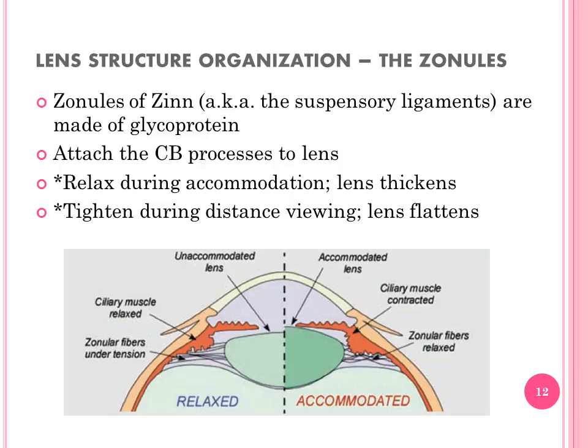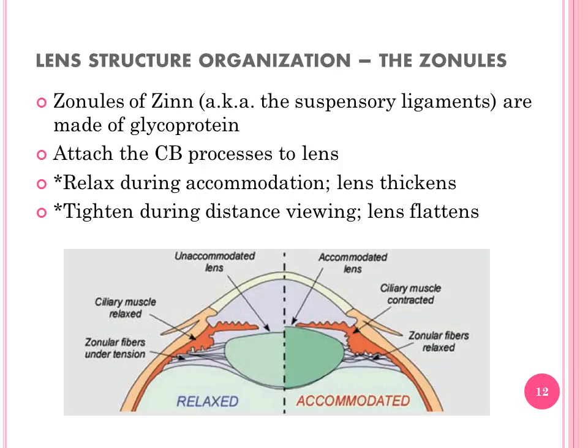So this is a great picture. You guys need to understand this picture because these are board questions. These are going to be questions on my exam. This is important to understand. And it's kind of counterintuitive. So, the muscle contracts, but the fibers relax. The lens thickens, the diameter decreases in the accommodated state.